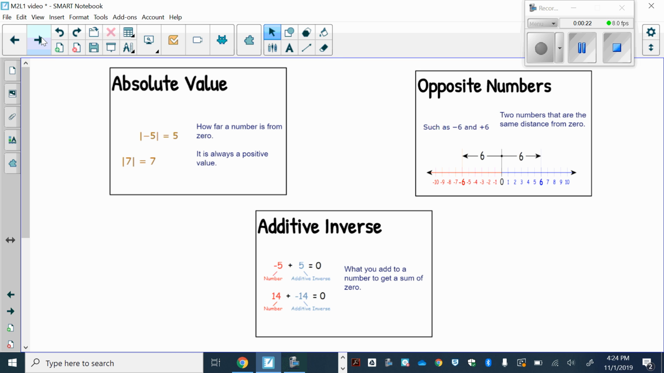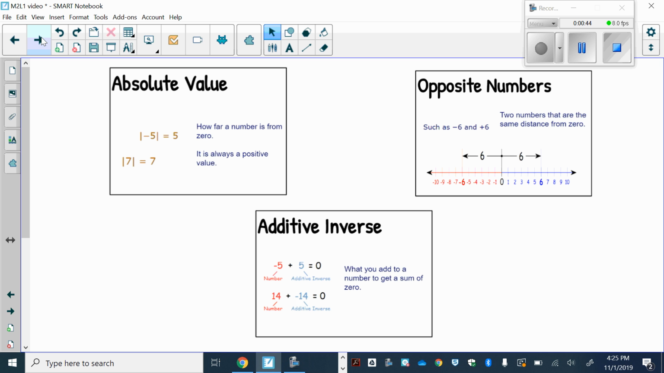The 3 vocab words that show up the most, that are kind of the most important in this lesson: absolute value. The absolute value of -5 is 5. The absolute value of 7 is 7. Absolute value is always positive because it is the distance from 0, and distance is positive.